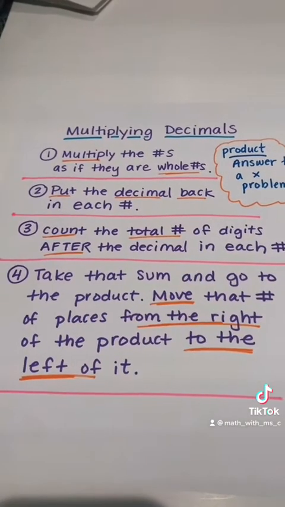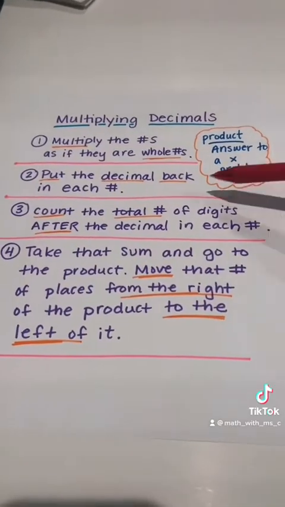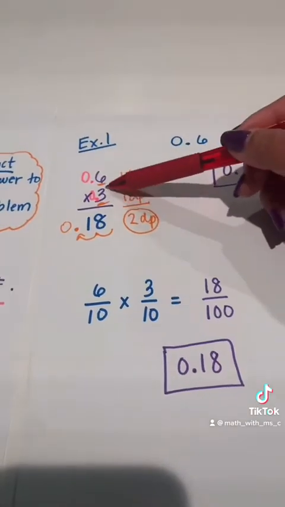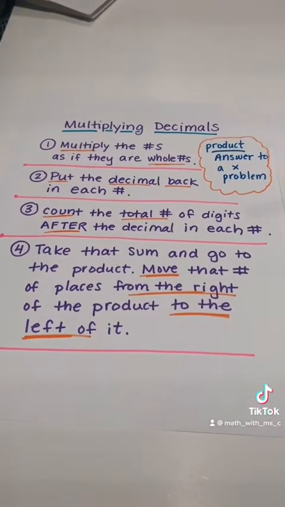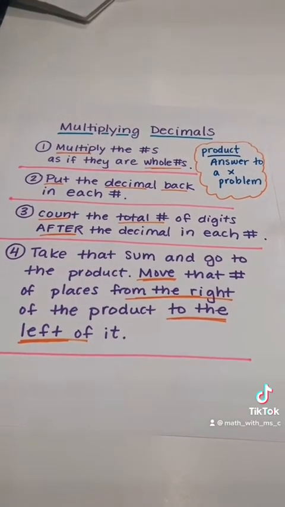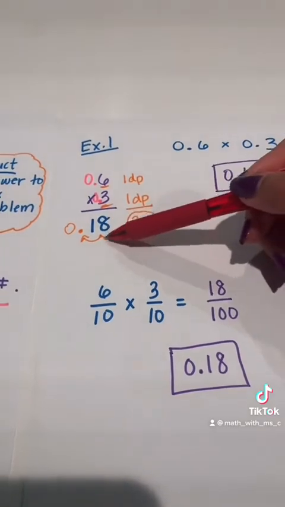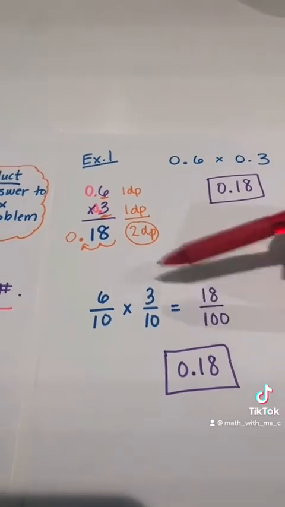Put the decimal back in each number. So I put the decimals back in. Count the number of digits after the decimal. So I counted each one, that's 2 decimal places. Then take that number and move it from the right of the answer to the left. So I counted how many decimal places and moved it from the right to the left. That's a faster way of doing it without changing them into fractions.